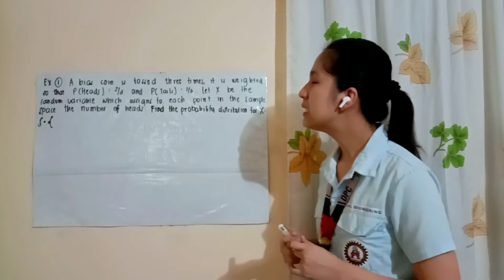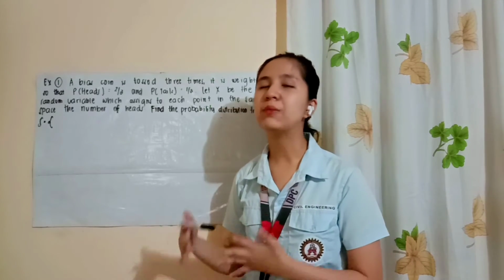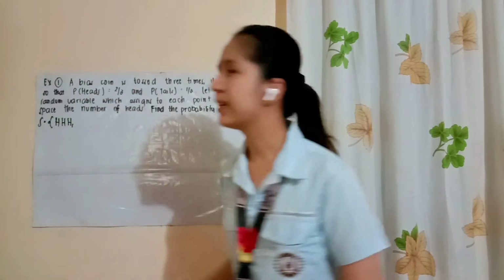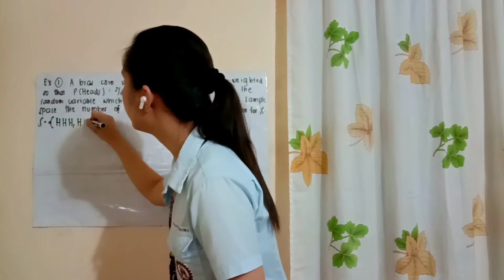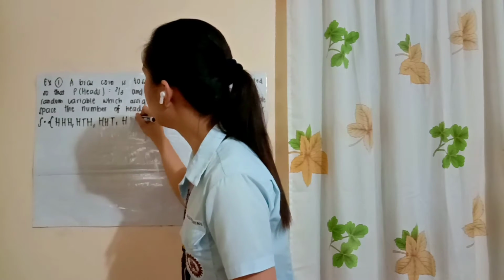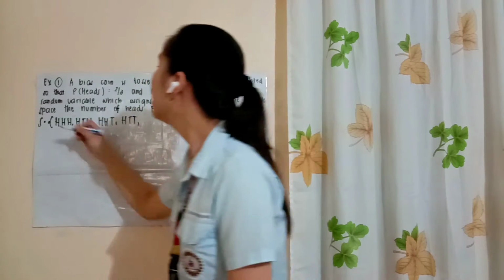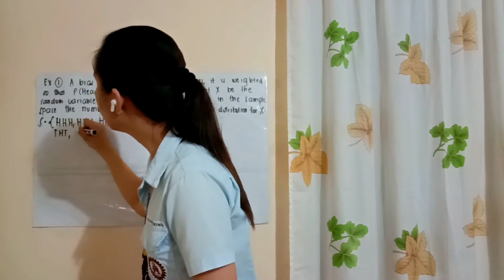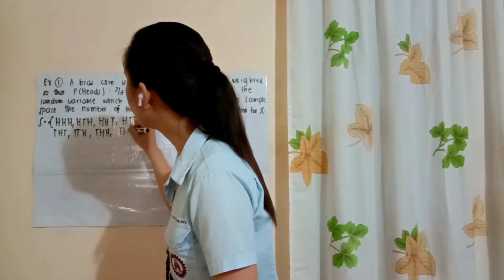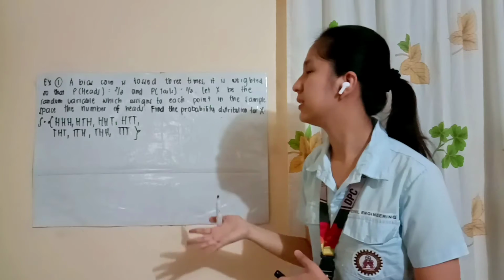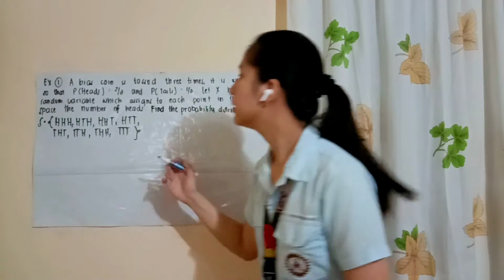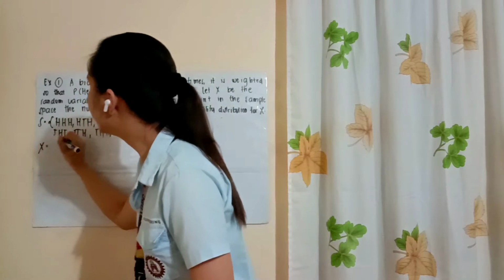So, ngayon, ang una natin gagawin ay kukunin natin yung sample space ng problem na to. So, sa pagtotoss ng biased coin 3 times, ano ba yung mga pwede nating makuha? So, first, we have HHH. Next, ano pa yung pwede? We can have HTH, HHT, HTT. Next, we have THT, TTH, THH, and TTT. So, ito yung magiging sample space natin. Ito yung mga pwedeng makuha natin na outcome.